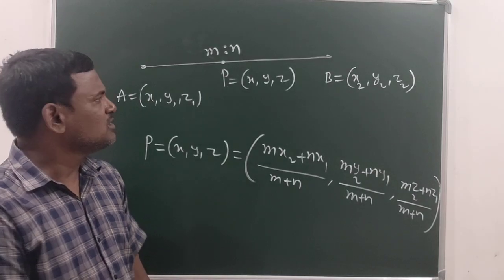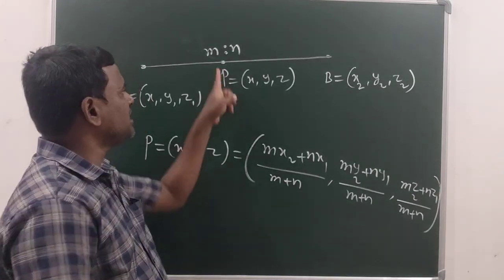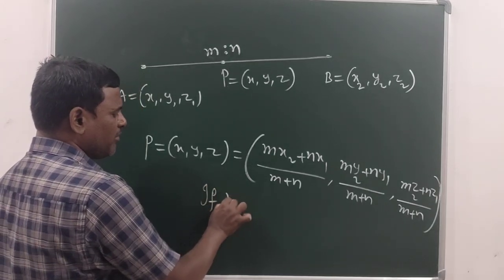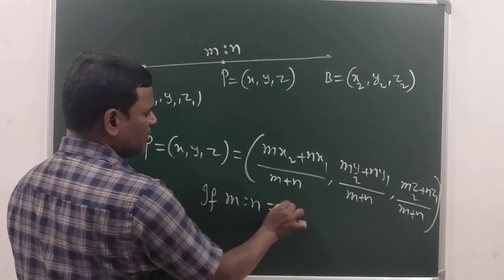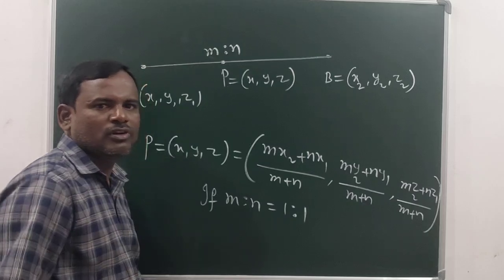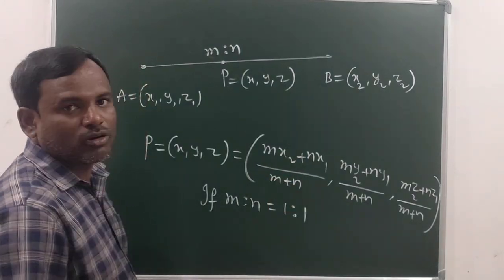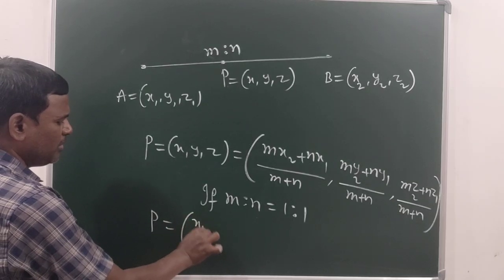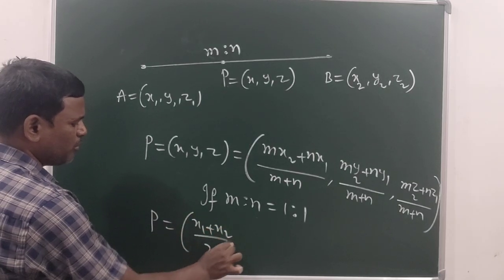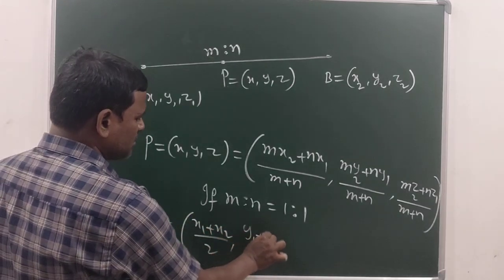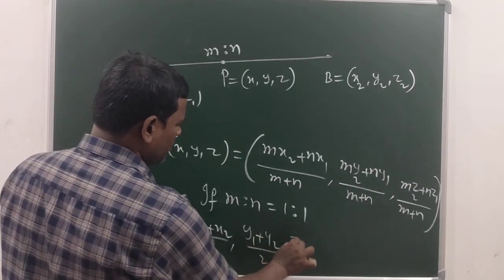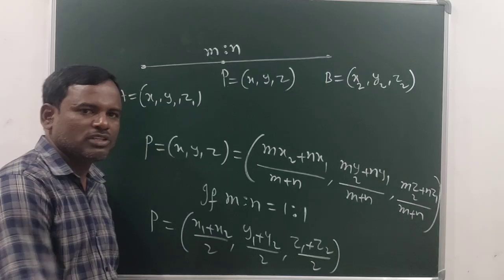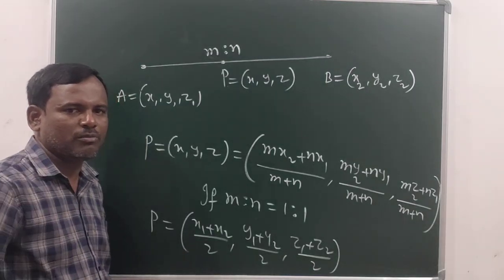Okay, students, suppose P is exactly the middle of AB, then m is to n will become 1 is to 1. So put m equal to 1, n equal to 1 in this, so that your P coordinates will become x1 plus x2 by 2, y1 plus y2 by 2, z1 plus z2 by 2. So this is the midpoint formula.